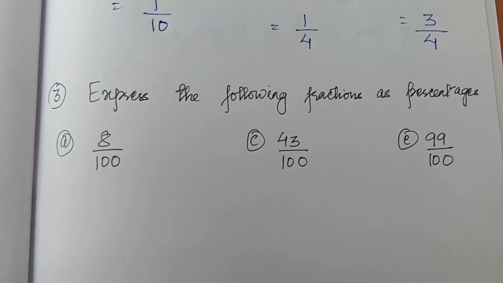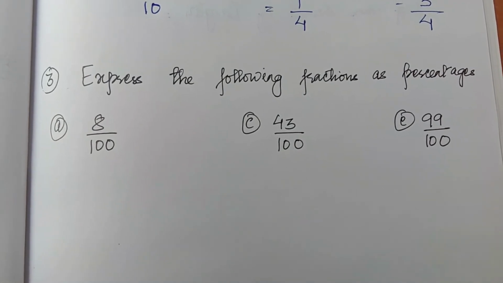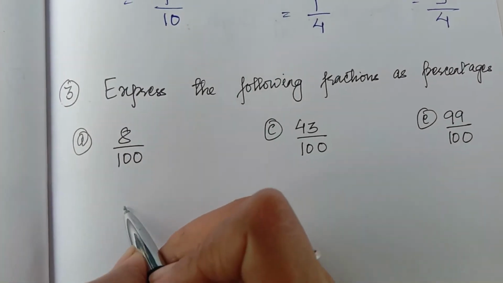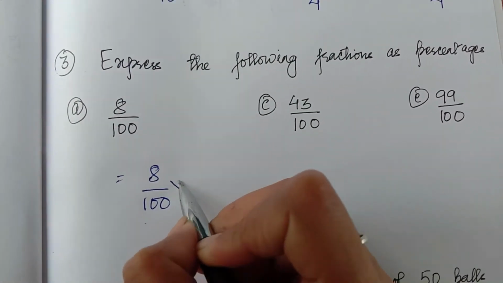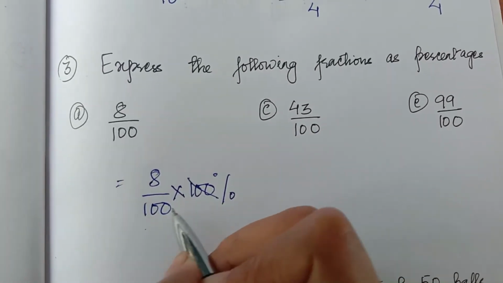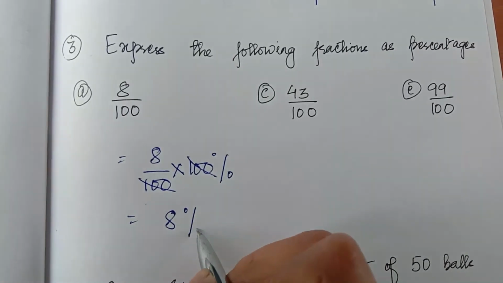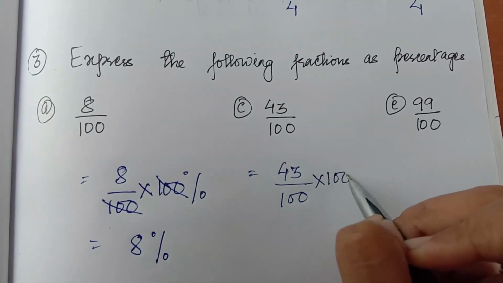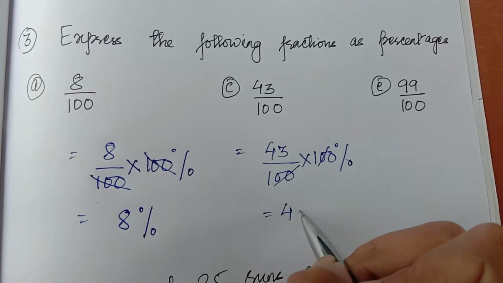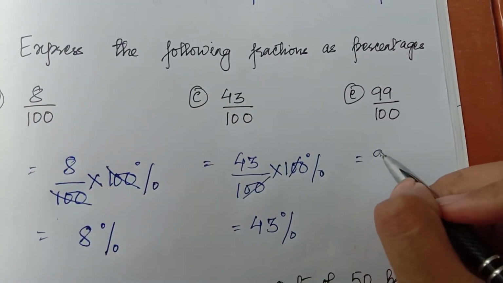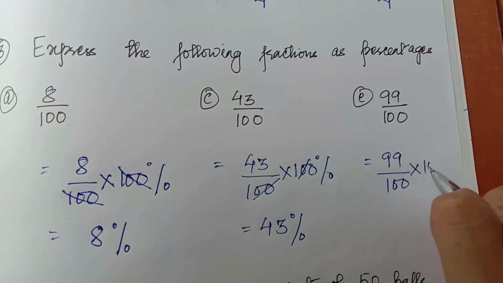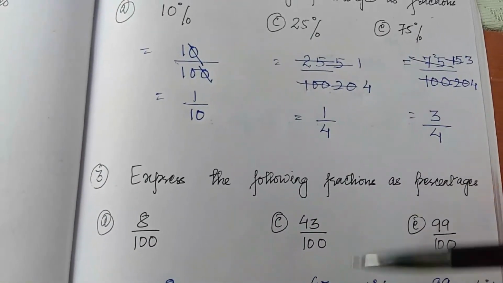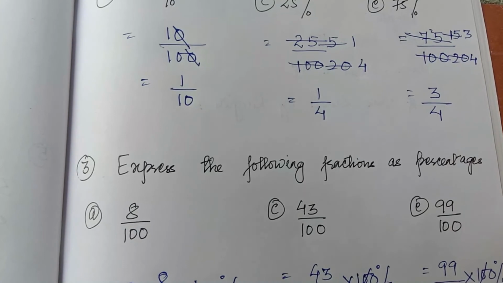Next is number 3. Here fractions are given. You have to convert this fraction into percentage. So to convert into percentage, you have to multiply the given fraction by 100. Then you have to write your percentage sign. 100, 100 cancel. Answer is 8%. Similarly here, 43 by 100 into 100%. So 100, 100 cancel. 43%. Now here it is 99 by 100 into 100%. So again this is 99%. So these two questions are based on removing percentage and giving percentage.